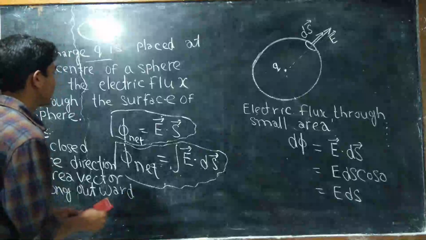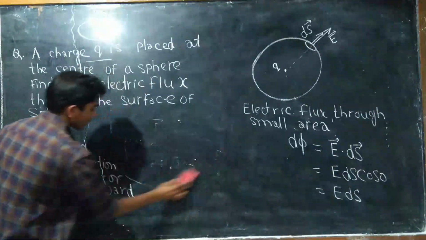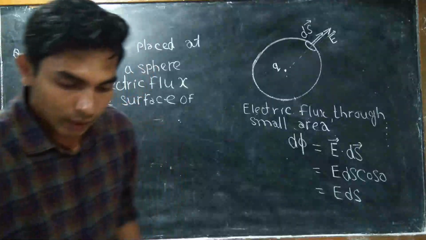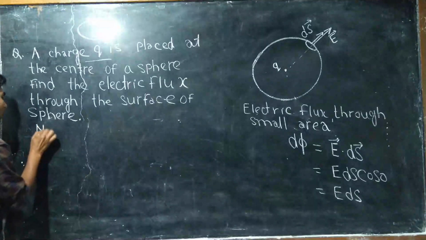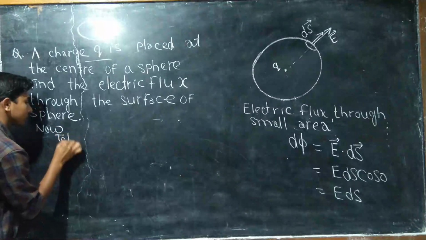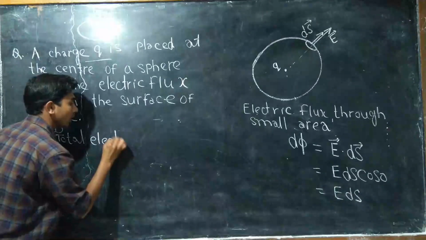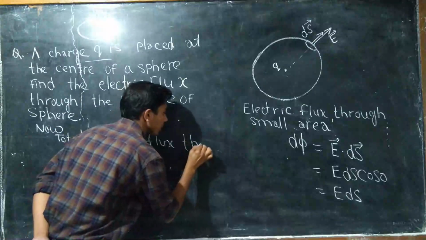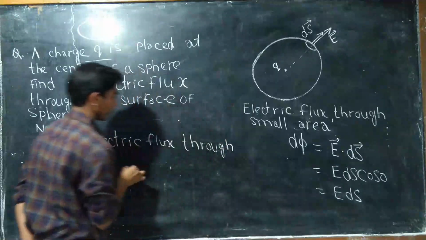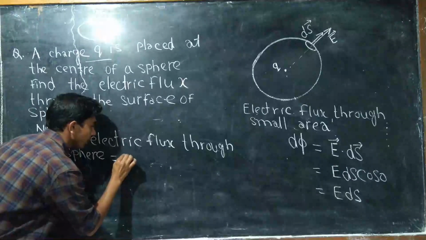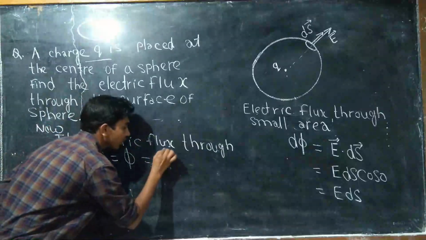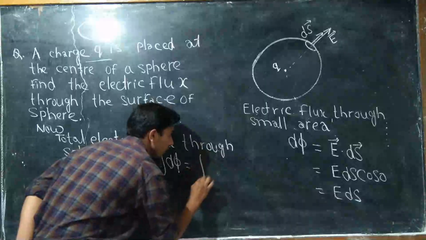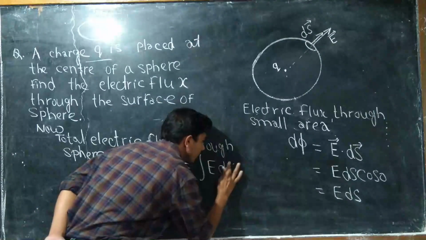Now the total electric flux through a sphere is phi, and that phi is basically the integration of d phi, and d phi is E dot dS.